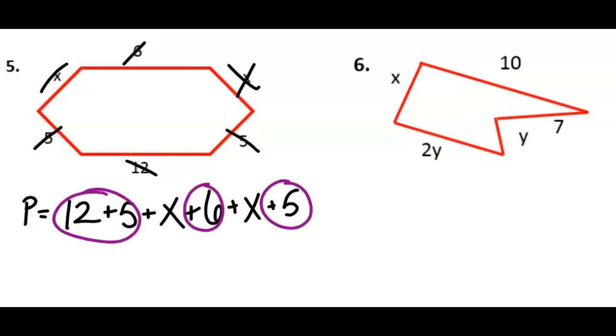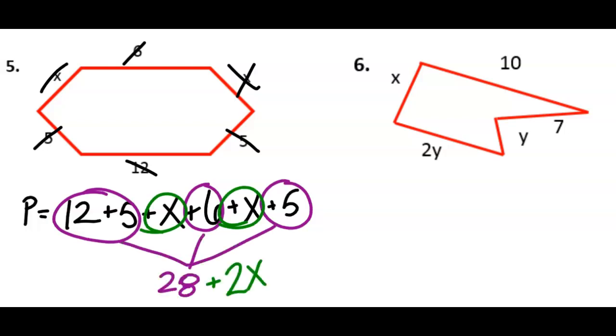So I have number terms, or constants, so I combine those. I also have X terms, so I'm going to combine those, and I'm going to get 28 plus 2X. There's 2 X's here, and then this all added up to 28, okay?